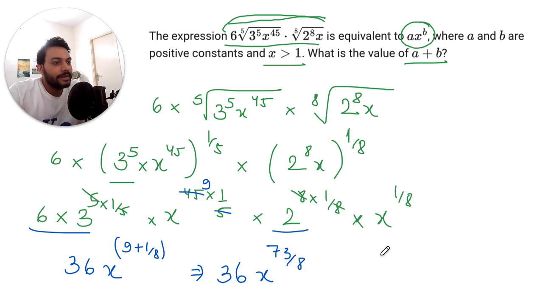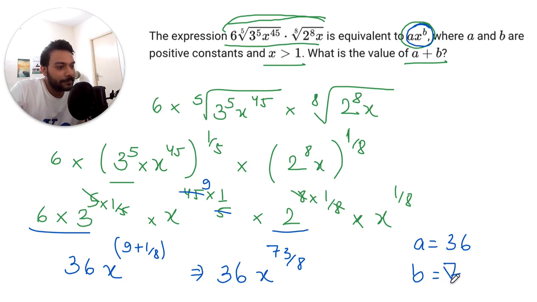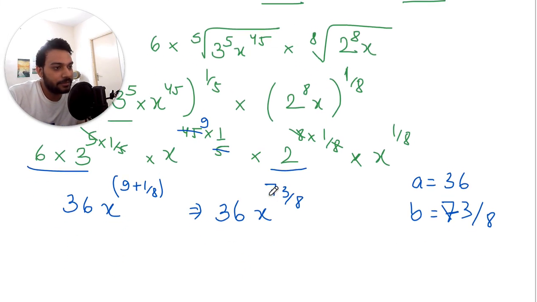Okay, now we have this kind of an expression. So a is 36, b is 73 over 8. Right, so the final answer is going to be a plus b. So 36 plus 73 over 8, not a good looking number they're intending for.